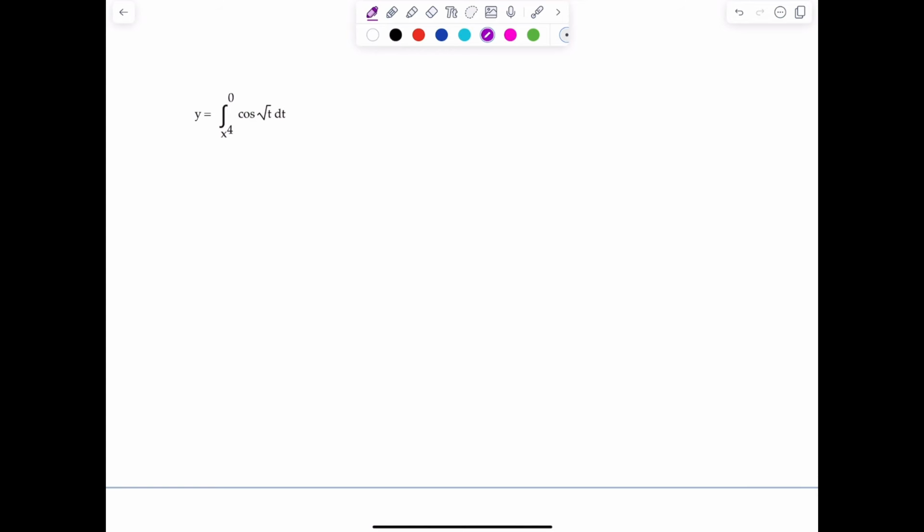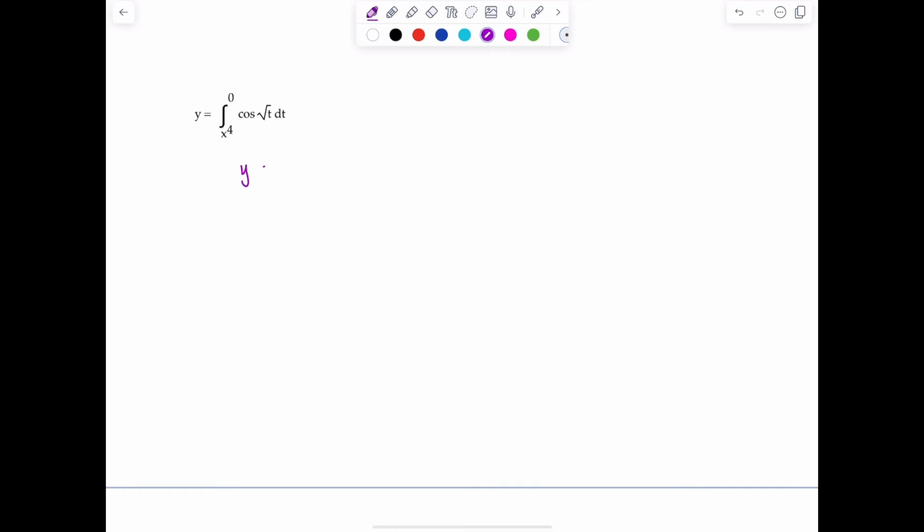All right, here's another one. Integral from x to the 4th to 0 of cosine radical t dt. Now, don't forget the lower limit needs to be a constant, upper limit needs to be the variable. So what do we do if it's not set up properly? You can flip the limits, right?